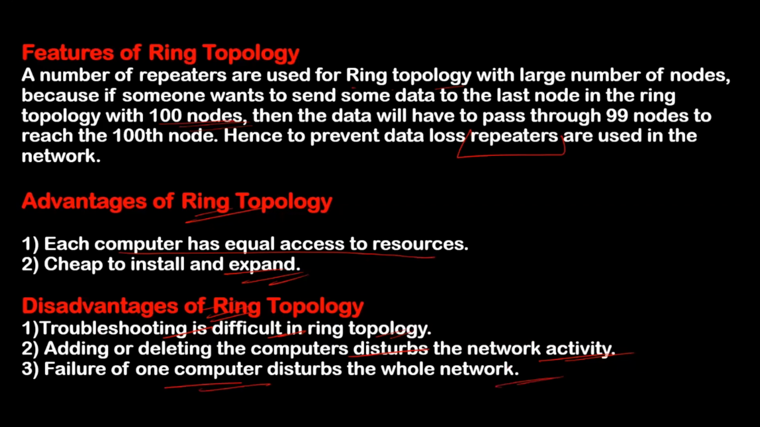Failure of one computer disturbs the whole network. The same thing: if your PC fails, your network will also act like a bus topology, and network collision will happen. So this is the ring topology. Now let me know, is that clear? Bus and ring.